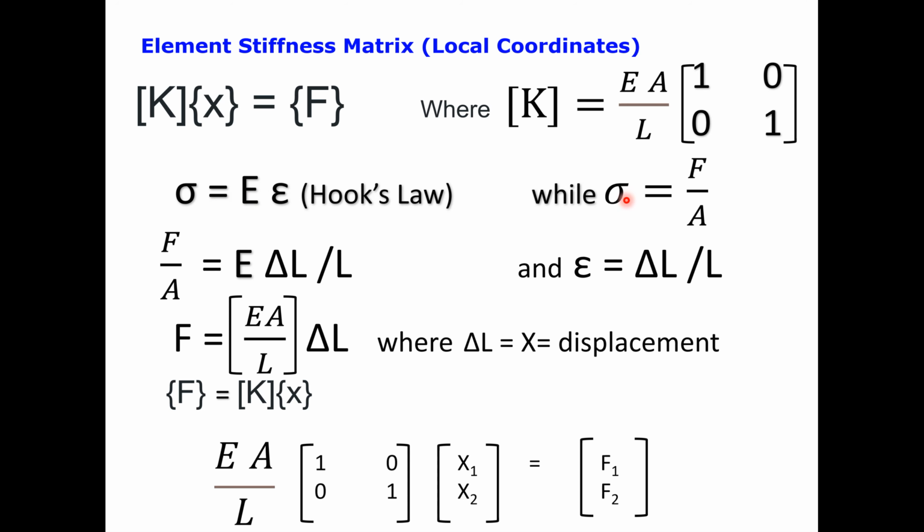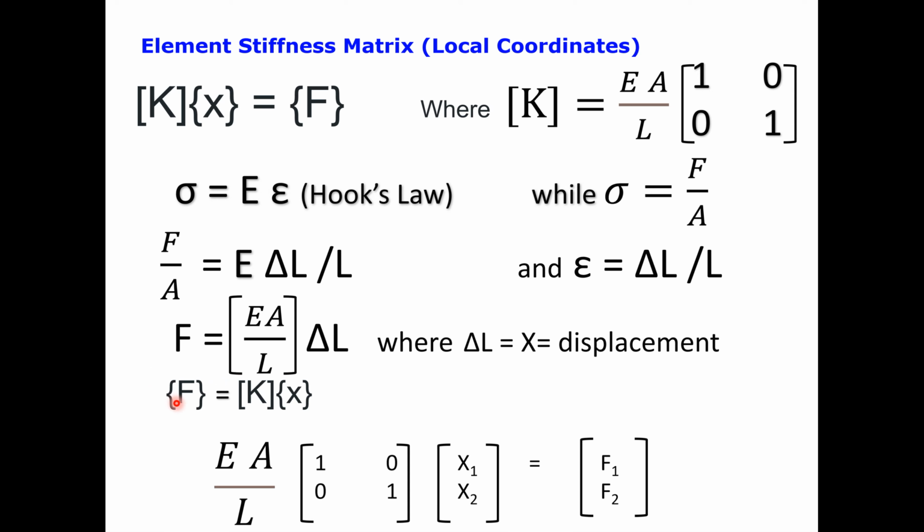We also know that sigma is equal to F over A, meaning stress is force per unit area. To put the value of sigma over here, F over A is equal to E into strain. Strain is, as we know, change in length over original length. So put in the value of strain, delta L over L. From this equation, we can say that F is equal to EA over L into change in length, where the change in length means the displacement.